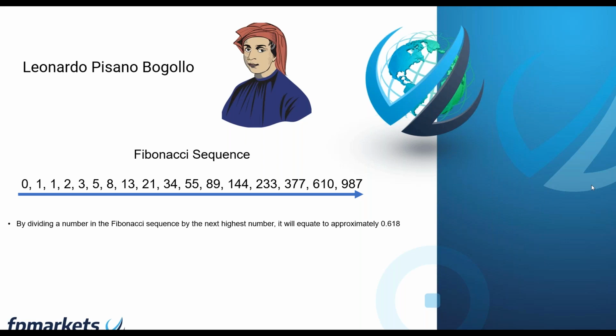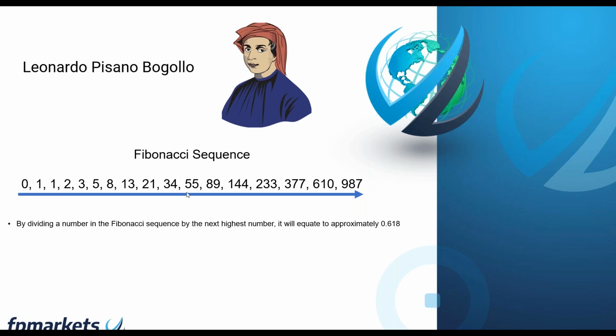While I'm unable to go over each relationship in detail, I'm going to make sure you have the basics. So look, kicking off with the calculation of retracement levels. By dividing a number in the Fibonacci sequence by the next highest number, it will equate to approximately 0.618. Look, if we divide 5 by 8, we get 0.625.